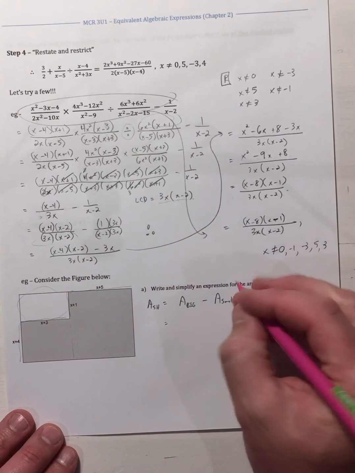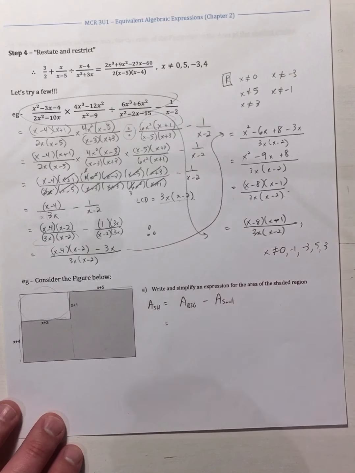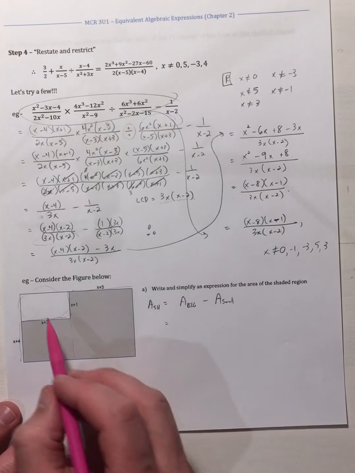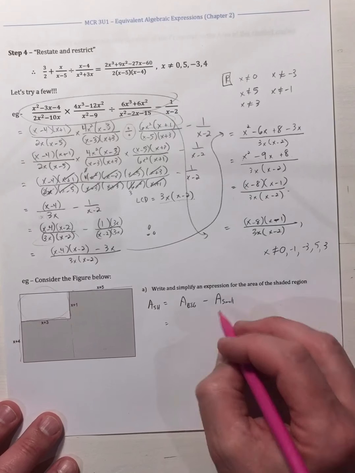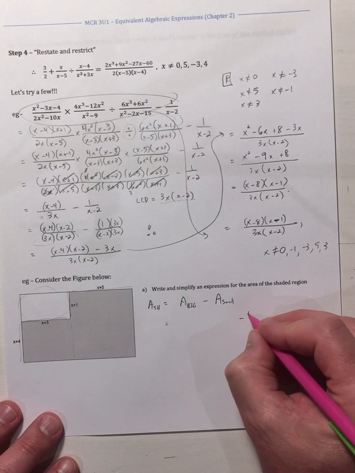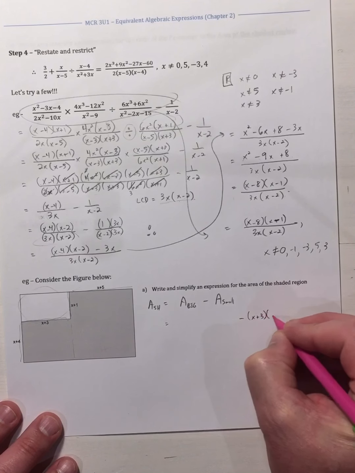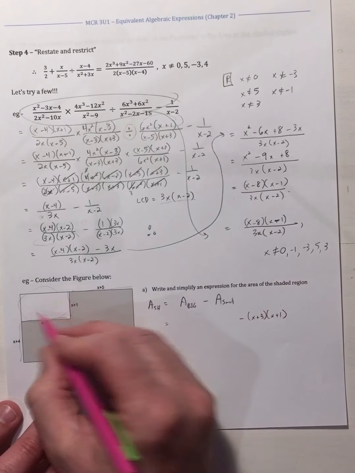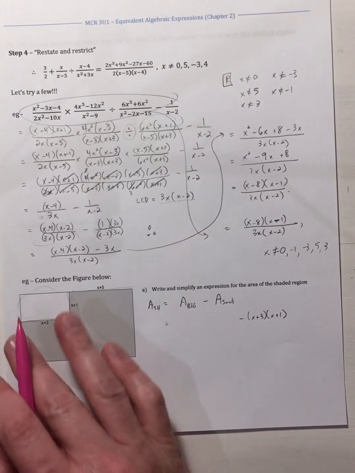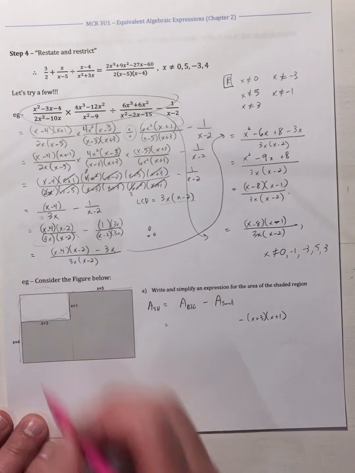But in this case, this is what I've decided to do. You can take a different strategy if you want to. So what is the area of this one? Well, the area of the small is not too bad. The area of the small is just x plus 3 and x plus 1. It's this unshaded white square here. We want to remove that from the larger rectangle.